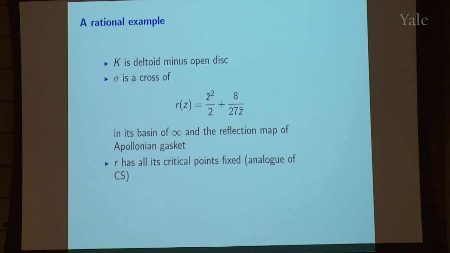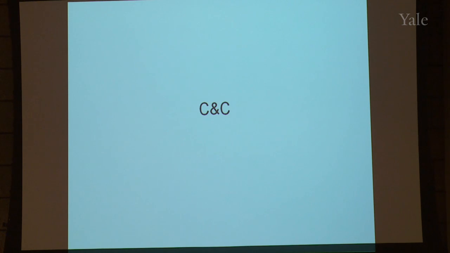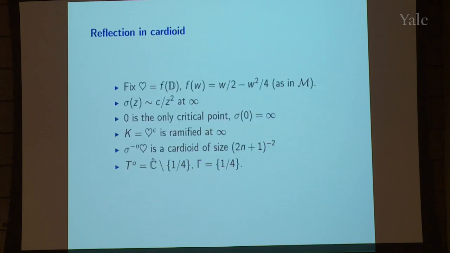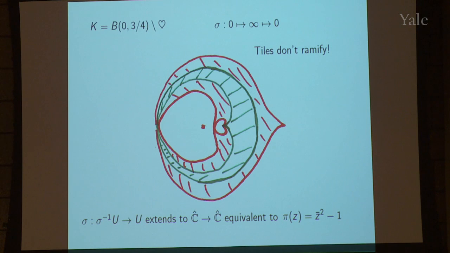So this is better than Thurston's theorem, because with Thurston's theorem, the rational case is several levels more difficult than the polynomial case. Okay, so now the last example is the circle and the cardioid, so I repeat the slide. We're considering the union of disjoint quadrature domains, the cardioid and the exterior of the disk. So let's take the disk centered at zero.